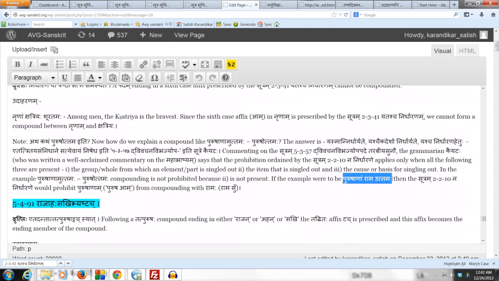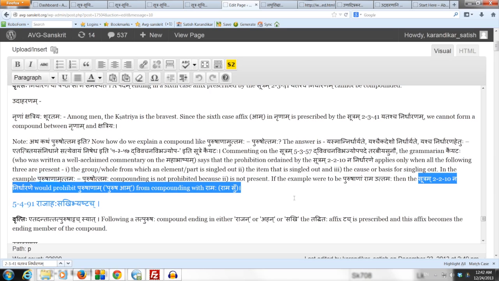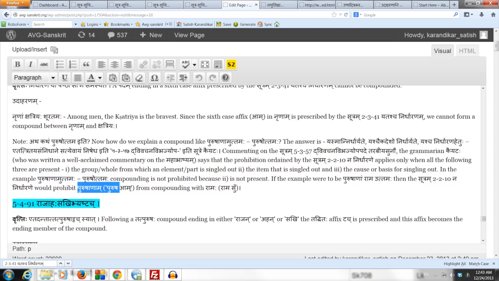But when you say Purushanam Ramaha Uttamaha, that Shashti in Purushanam is Nirdharane, because we clearly have a person being singled out from the group, and the Shashti denotes the group from which singling out is taking place. So 2-2-10 does not prohibit compounding between Purushanam and Uttamaha, because that is not Nirdharane Shashti, but 2-2-10 does prohibit compounding between Purushanam and Ramaha, because that is Nirdharane Shashti.